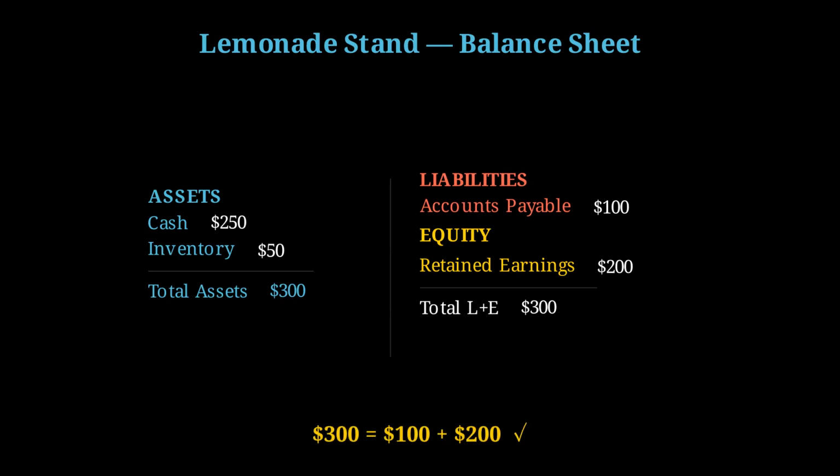The balance sheet equation balances. Assets of 300 equals liabilities of 100 plus equity of 200. This is your balance sheet. It tells you, at the end of the month, you own $300 of assets, owe $100, and have $200 of equity.